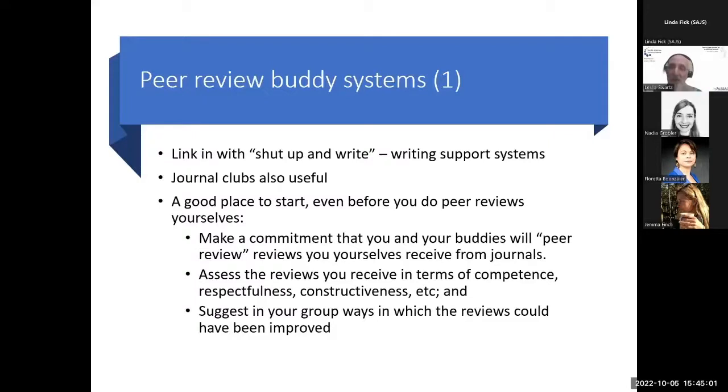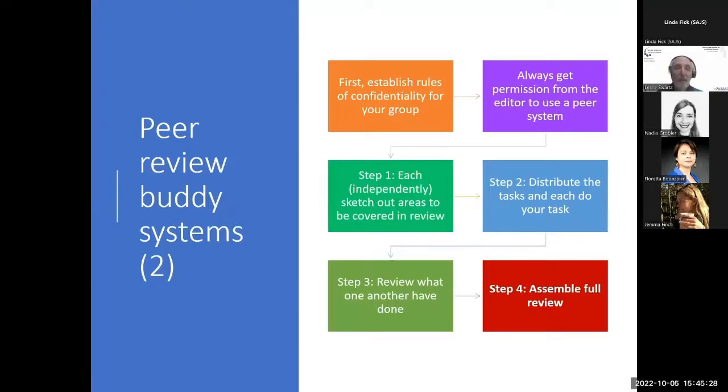And what I'll do is share what I've written and the review with my colleagues, and my colleagues will comment on the competence, respectfulness, and constructiveness of the review. So you're all getting experience in your group of what different kinds of peer reviews look like, and you can suggest ways in which you think reviews could have been improved. Then if you're actually going to use this as a method for doing actual reviews, remember you first ask the editor, please may I do this, these are the people who are going to be in my group, and this is how I'm going to do it.